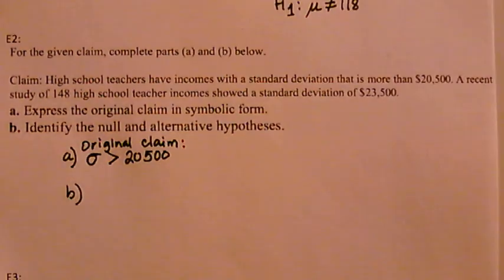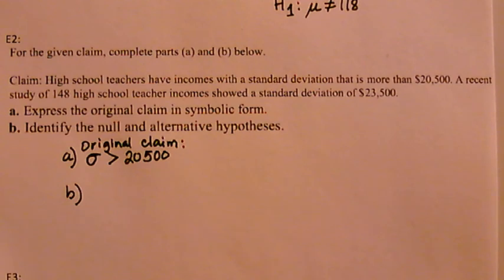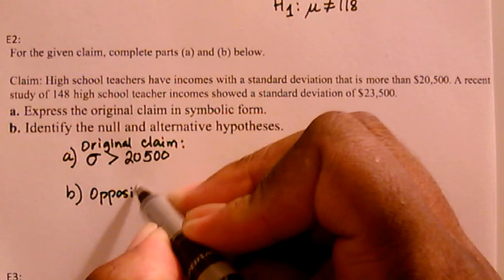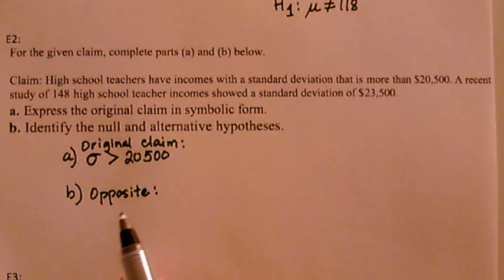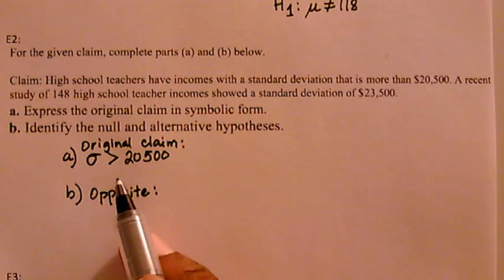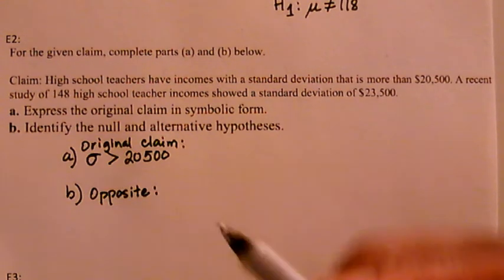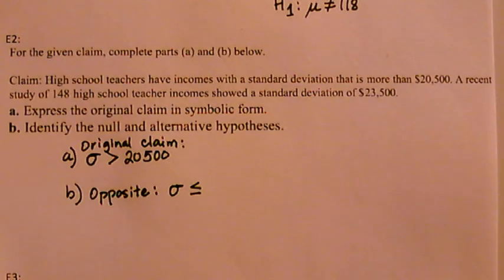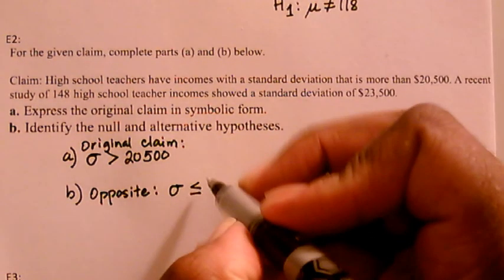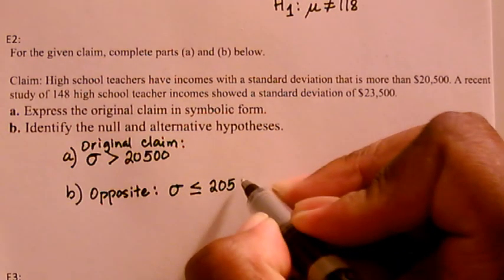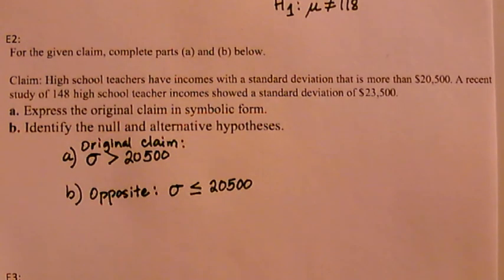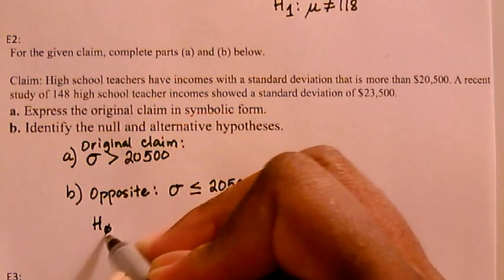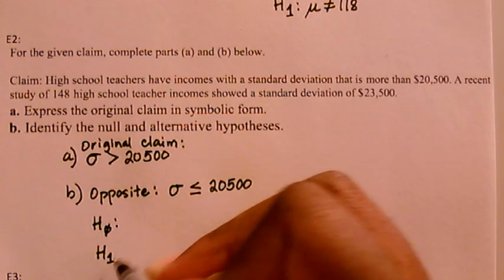Now part B, we want to identify the null and alternative hypothesis. So now we want the opposite of the original claim. Well, if it's not greater than, the opposite of greater than must be less than or equal to. So we got sigma is less than or equal to 20,500. And then from here we can identify the null and alternative hypothesis.